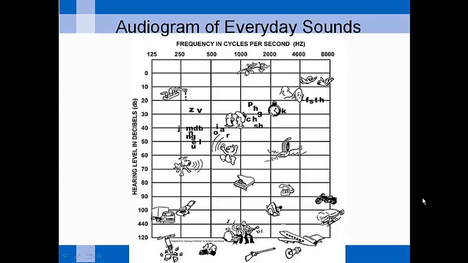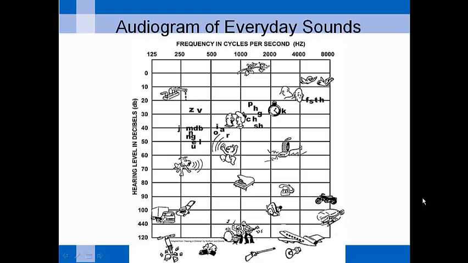With the dog, you can see on the lower left-hand corner, that tends to be a lower pitch sound. And it's also a lot further down on the audiogram. So it means it's a louder, lower pitched sound. The other thing I want to point out are all the letters. Those are actually representing the sound that those letters make. So as you can see, they're kind of spread out all the way across from left to right.